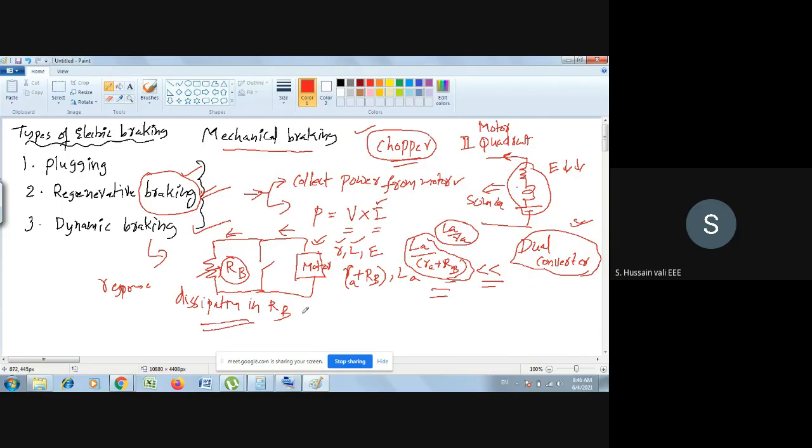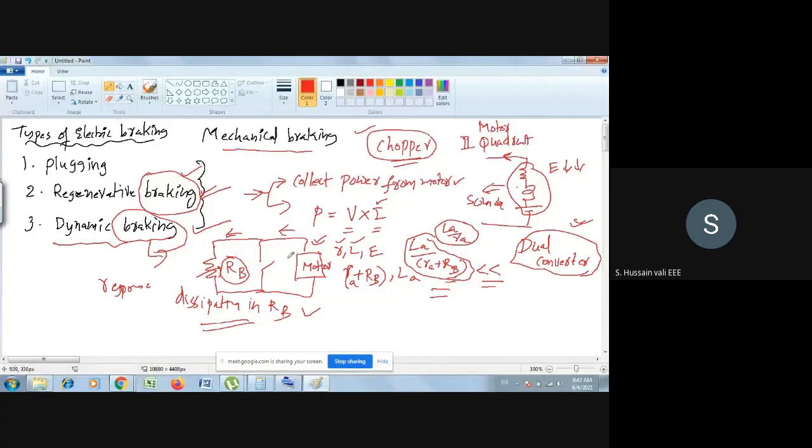So as it is dissipation in RB, the power or the energy which was there is totally going as waste. That's the disadvantage. You don't have any option here to collect it. This is called dynamic braking, and it is also a method of stopping the motor.